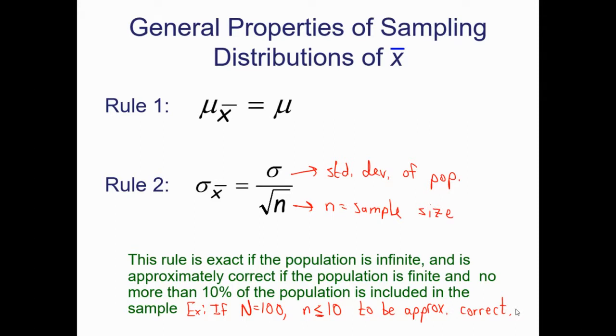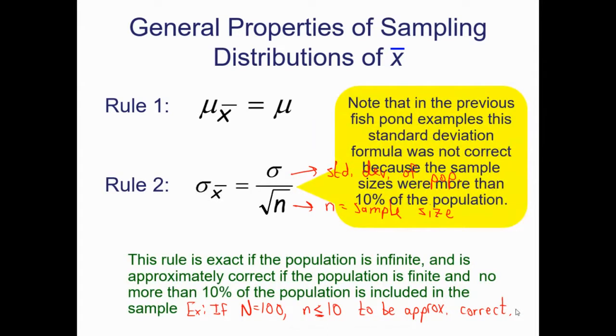Okay, now if we think back to our fish example, it's not correct because the sample sizes were more than 10% of our population. So standard deviation wasn't very accurate on our fishing example because we were more than 10% of the population. But that's kind of hard to sample half fish. So our example is more for illustrative purposes.